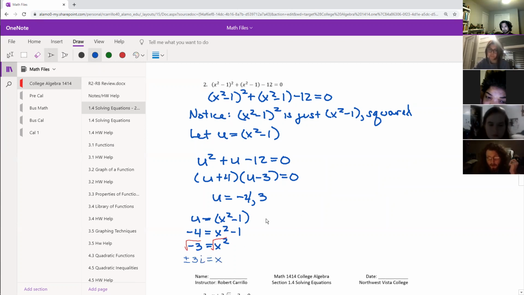And then if we do it on the other side, we have u equal to, again, x squared minus 1. 3 equals x squared minus 1. You will add the 1 over there, so that is 4 equals x squared. We will take the square root on both sides, and that gives us plus or minus 2 equals x. And this is why you shouldn't rush things, because you'll avoid simple mistakes like I did, like forgetting we changed problems completely.